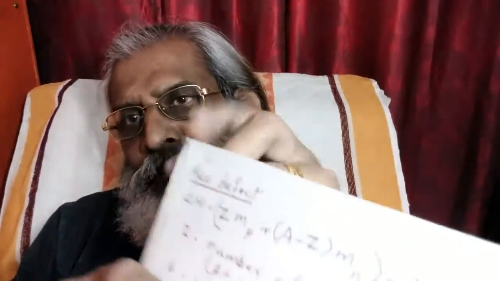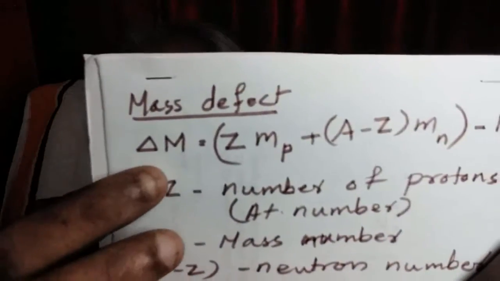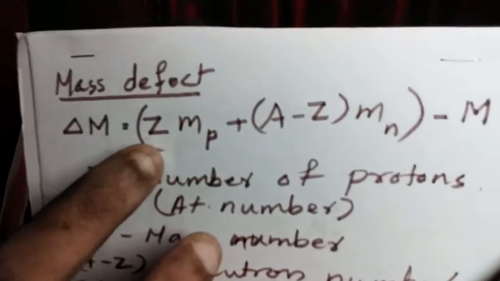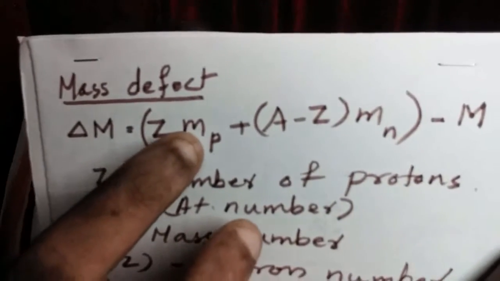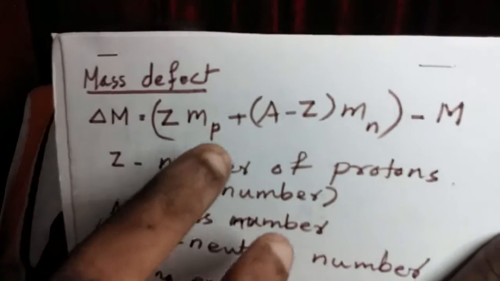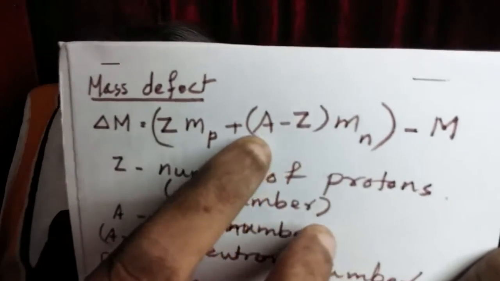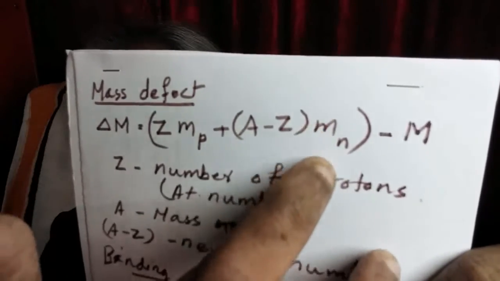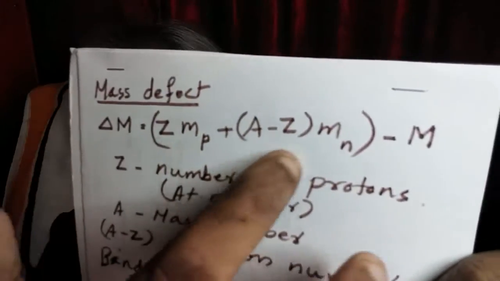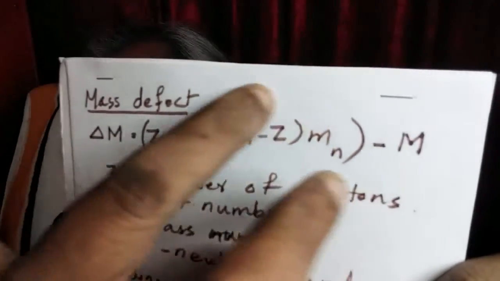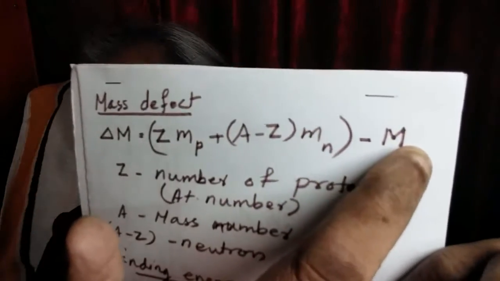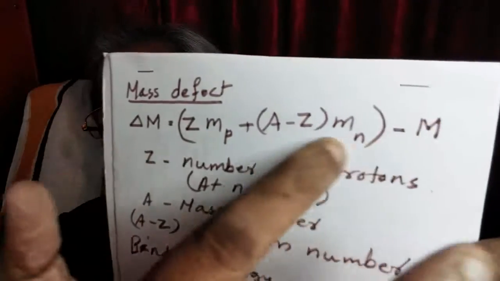Mass defect is given by delta M equals Z into Mp. Z is the number of protons or atomic number, into Mp, the mass of a single proton, plus A minus Z, the number of neutrons, into Mn, the mass of a single neutron. So this is the total mass of the nucleons before forming the nucleus. This minus M. M is the total mass of the nucleus. So this is the mass defect of the nucleus.